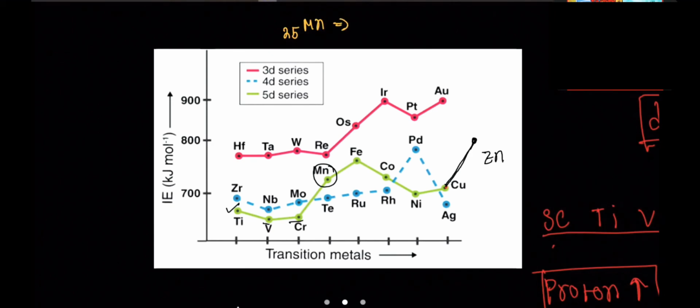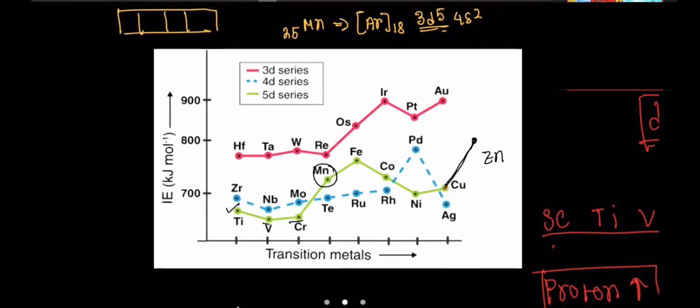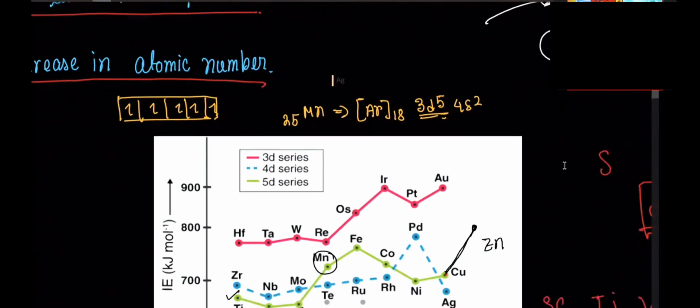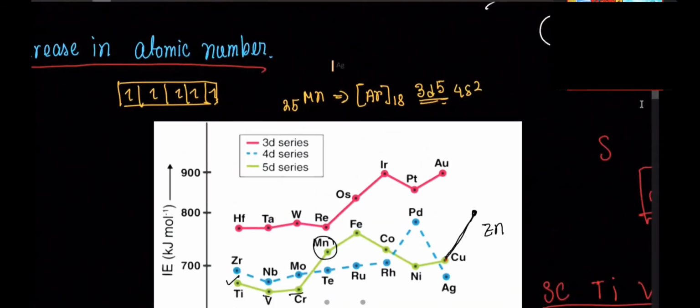So manganese is 25, so it would be argon 18, 3D5 4s2. I told you just crisscross it, 5 on 3D, 2 on 4s. Okay, now this is a half-filled electronic configuration, isn't it? If we just look into the 3D orbital, there are 5 orbitals over there. So if I just put all the electrons, this is a half-filled stability. So definitely it would ask for more ionization energy. It is a stable electronic configuration, right? So half-fills are always stable. That's why they won't let the electron go out to break the stability. So that's why manganese has a very high ionization energy, a spike compared to chromium.